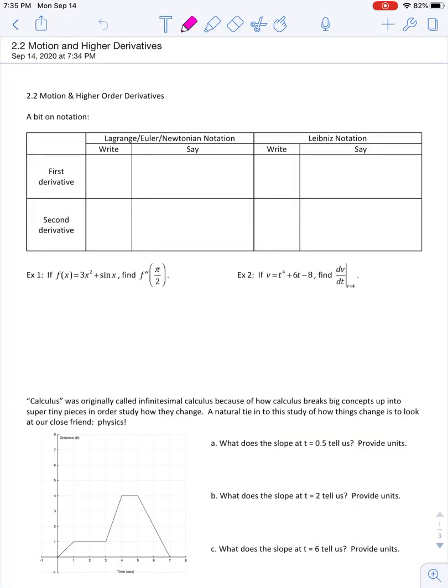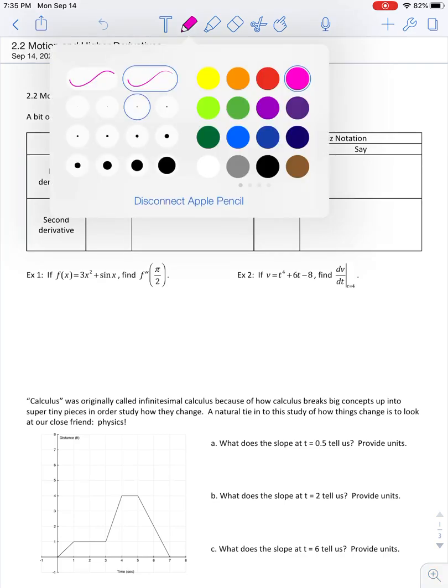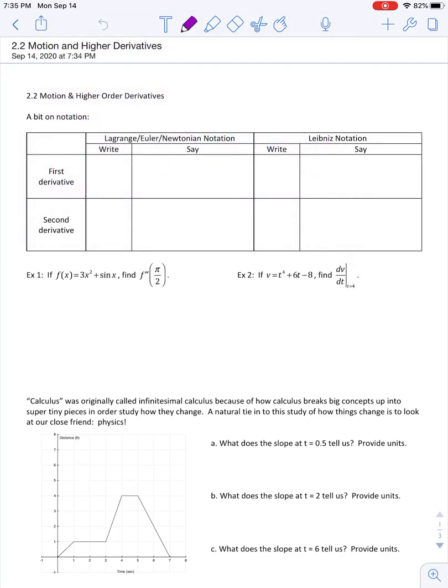Alrighty, so we're back to section 2.2, and we're going to be talking about a little tie-in today with motion, and then what we call these higher order derivatives. We'll actually talk about this first and then motion second. So a bit about notation here. We have a bunch of mathematicians that are credited with the notation that we use in calculus.